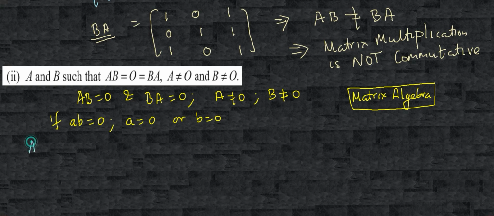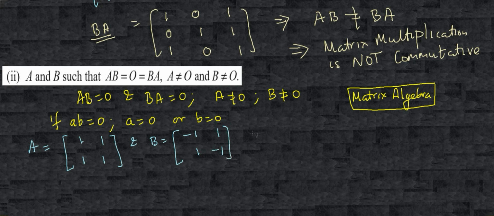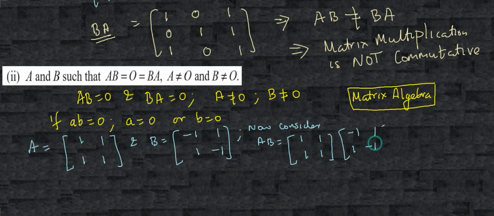to prove this, I'm going to be considering the matrix A to be of the form 1, 1, 1, 1, and the matrix B to be of the form negative 1, 1, 1, negative 1. So now let us consider multiplying A times B. So that would be 1, 1, 1, 1 multiplied with negative 1, 1, 1, negative 1. So the row with the column, I take the row against the column.